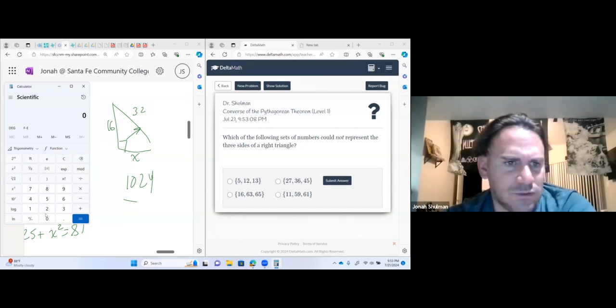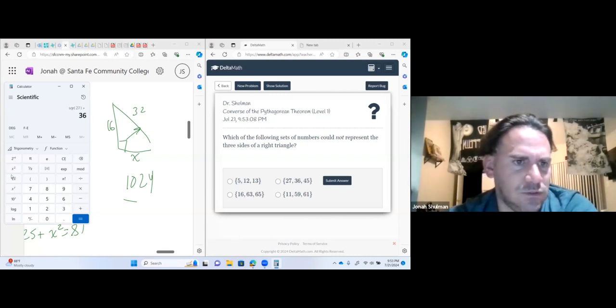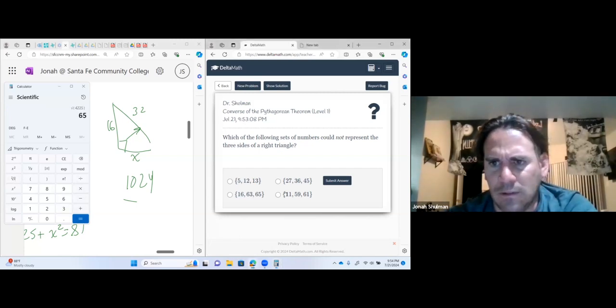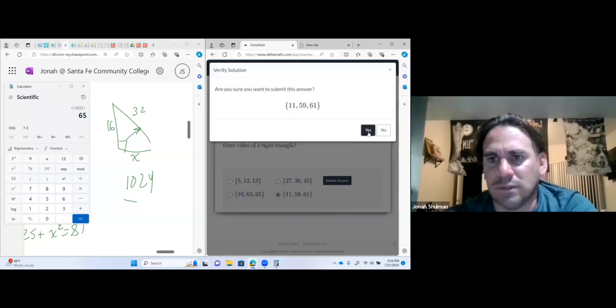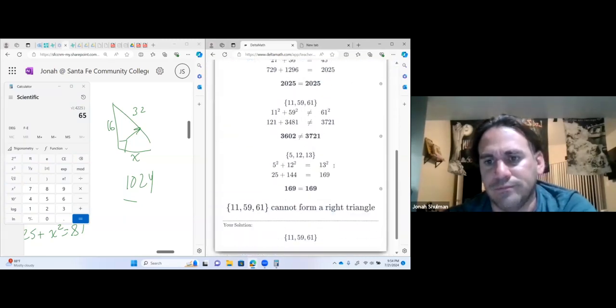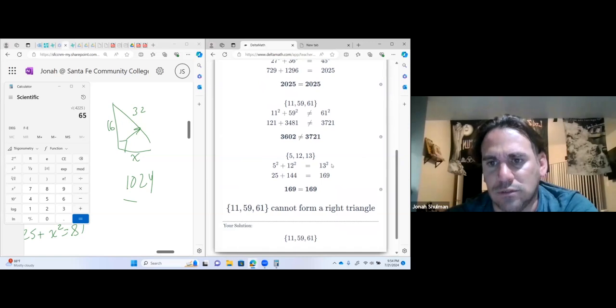All right, so the first one works. 27 squared plus 36 squared equals, and we take the square root, 45. That one works. 16 squared plus 63 squared equals. Now we take the square root. Okay, so it's the last one. I'm not even going to try it. I trust myself. Boom. Nice.